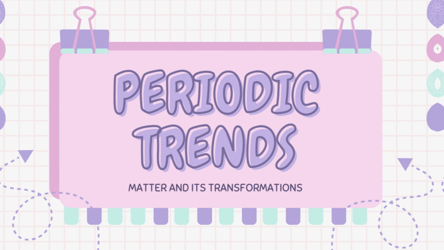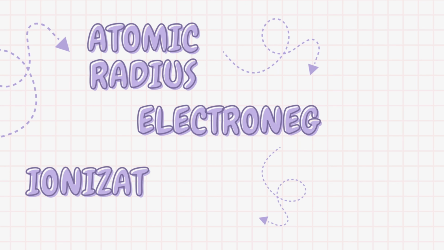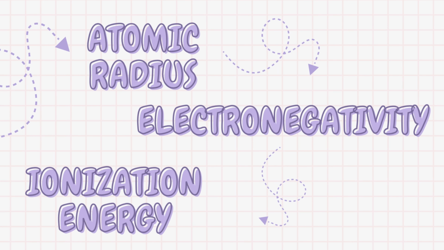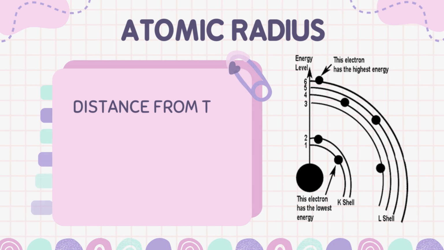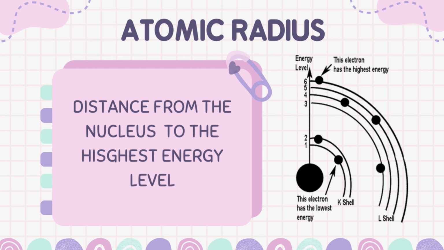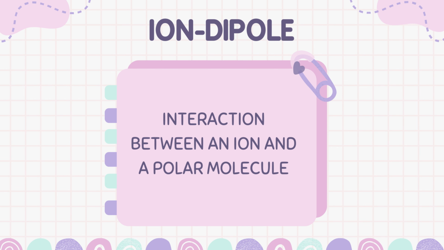We have three periodic trends: atomic radius, ionization energy, and electronegativity. We're going to start with atomic radius. We can define it as one-half the distance between the nuclei of two atoms of the same element.